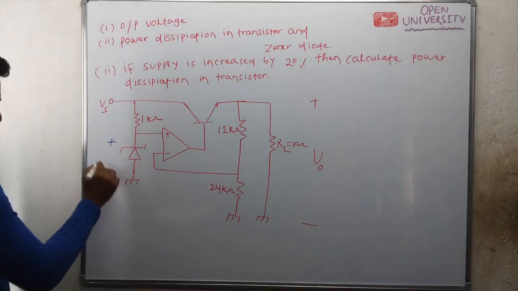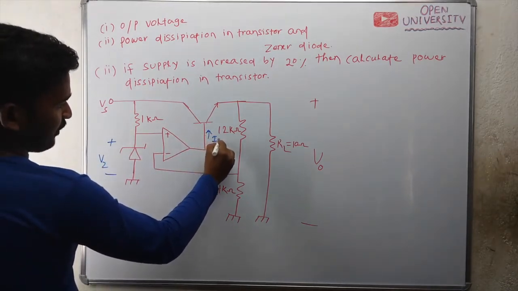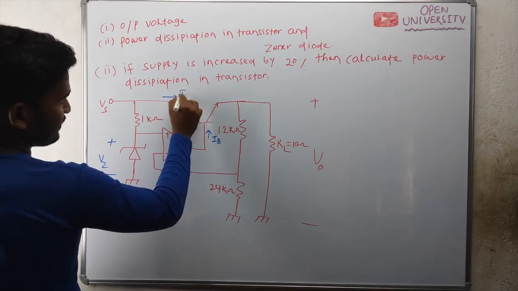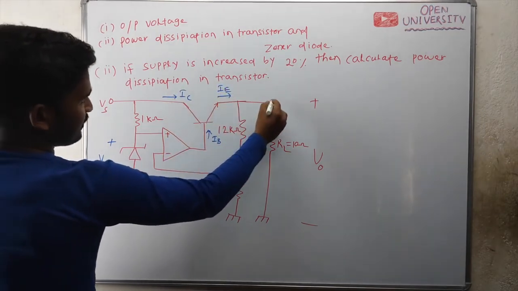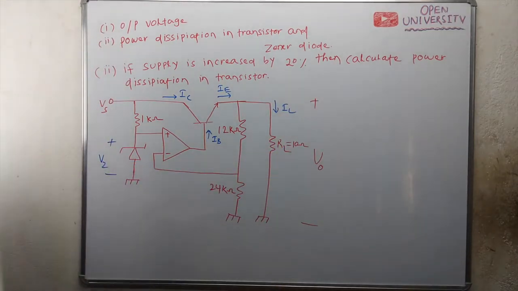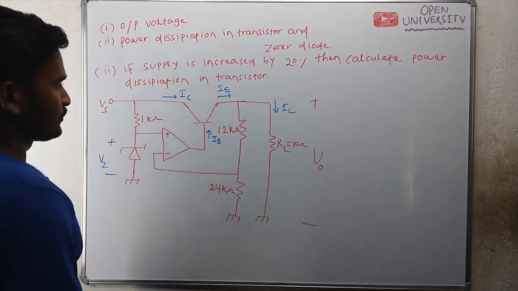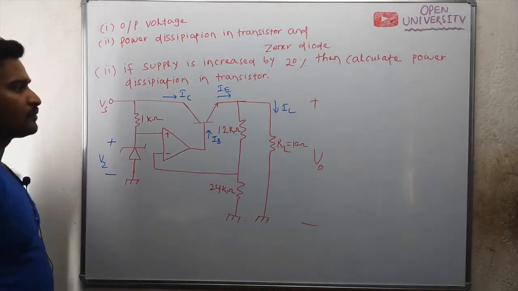This will be your Vz, this will be your Ib, this will be your Ic, this will be your IE, and this will be your load current IL.